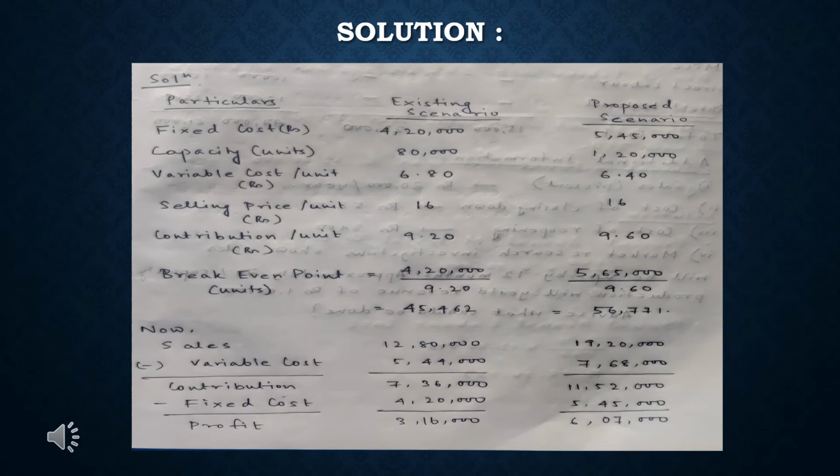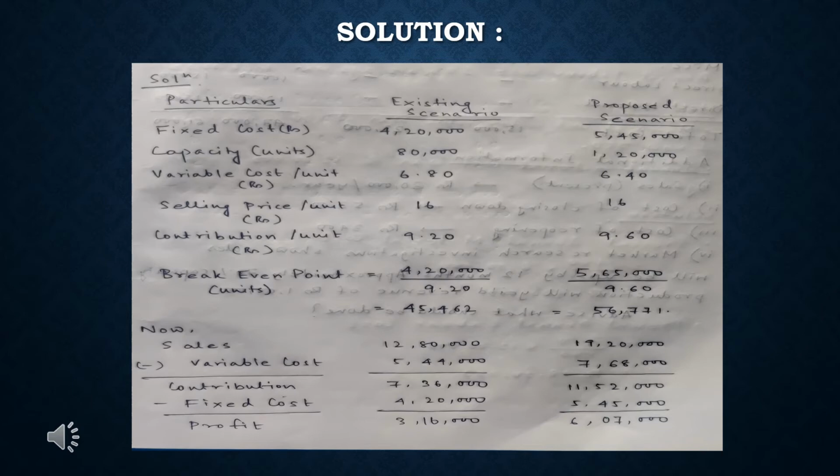Continuing with the solution part of expansion or contraction, we can see that again there are two kinds of scenarios, the existing scenario and the proposed scenario. The best way to compare two scenarios is to maximize the profit, or to find out which process gives us the maximum amount of profit at the end of the day.